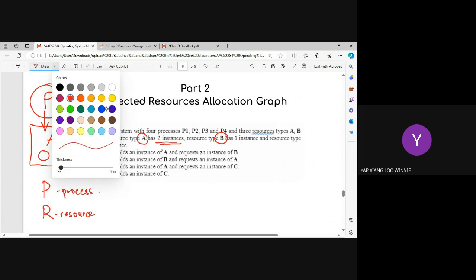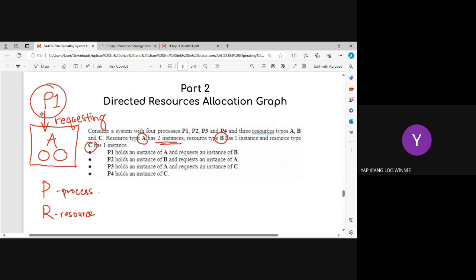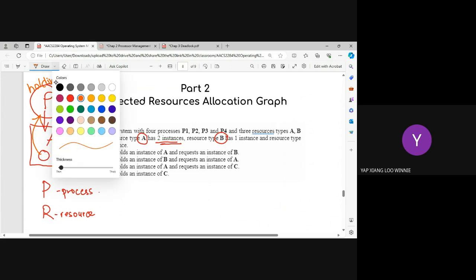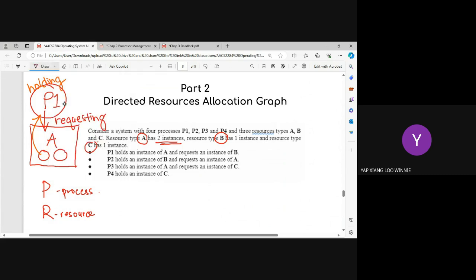Okay, let me change color. Let me use orange. Now, if you notice, every time I draw holding, I draw from the instance back to process 1. So this is holding. Okay, the orange color can be differentiated, right? Let me explain one more time the reason why I do it like this. Actually you can do it this way as well: you draw from the big resource box to the process. You can do this. There is no wrong, no mistake.